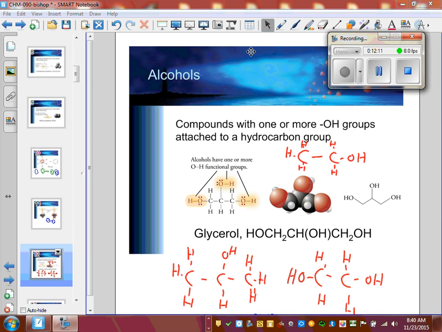And over here we have 2 carbons with an OH on each carbon. That's 1,2-ethanediol, commonly known as ethylene glycol. And ethylene glycol is found in antifreeze. Antifreeze for your car.